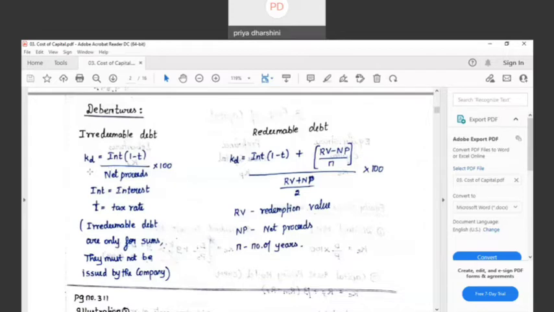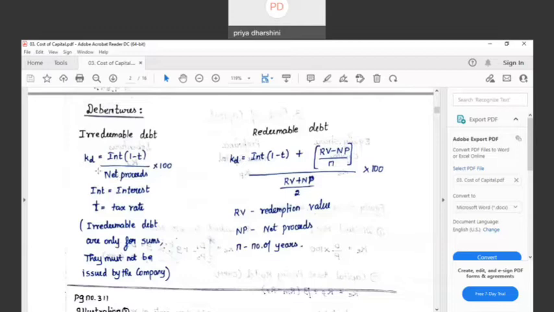Why? Because suppose the interest is just 10,000, that 10,000 interest will end up in a tax saving. Suppose 40% is tax, it will end up in a tax saving of 4,000. So 6,000 only will be your net cost, because that 4,000 is tax saving on interest. So it is interest into 1 minus T divided by net proceeds into 100. I have told you what net proceeds is.